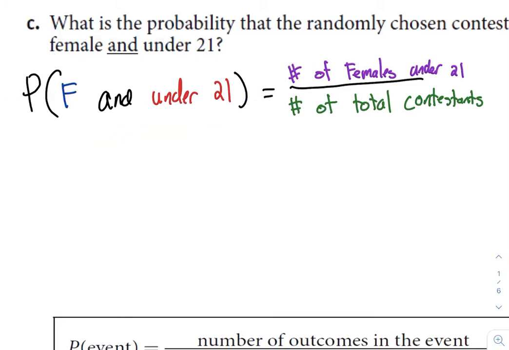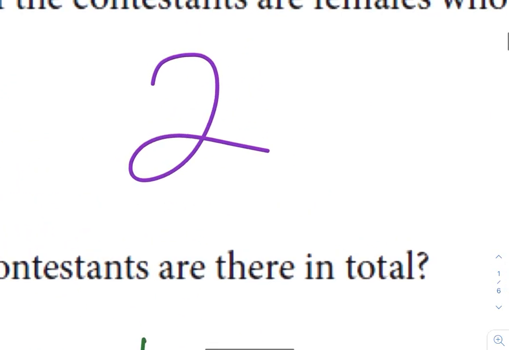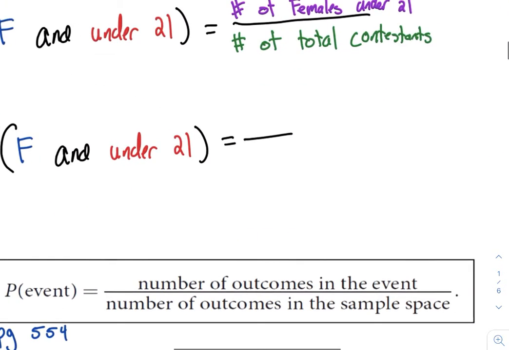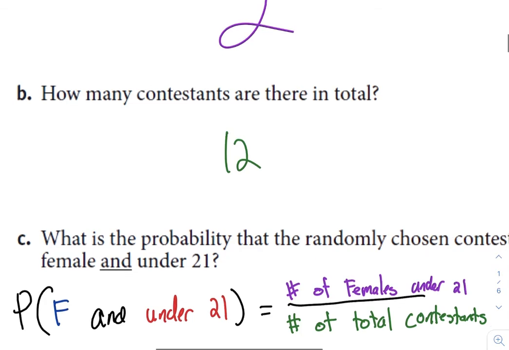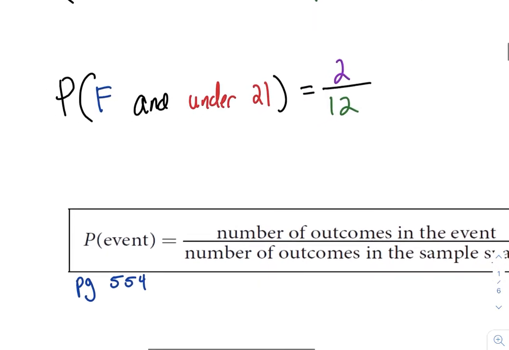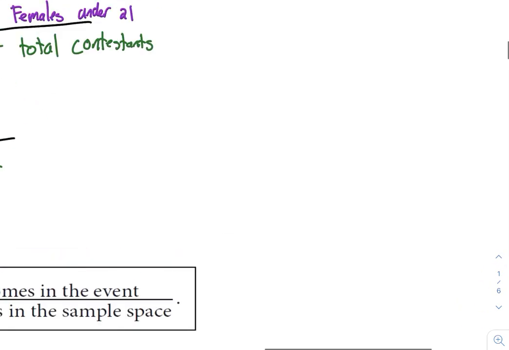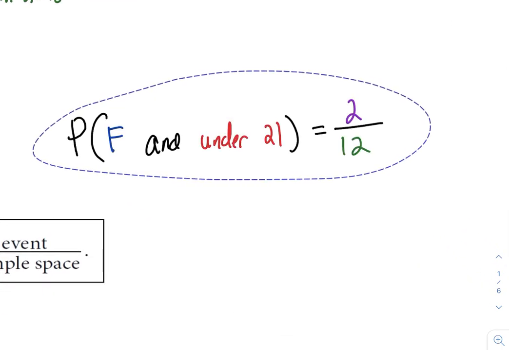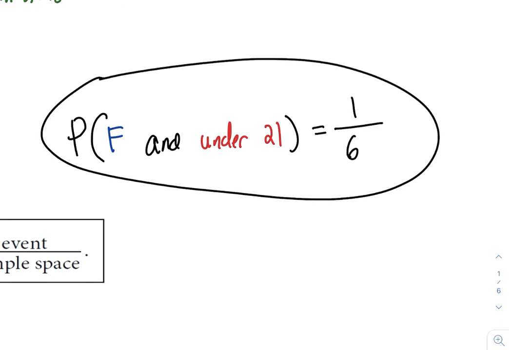Now that I have this set up, I can start finding the actual numbers. In this case, if we take a look at part A, we know that there were 2 females under 21, so I can go ahead and put that into my fraction. And how many contestants in total? There were 12. All right, so the probability for female and under 21 is 2 over 12. Now, this is a fraction, and just like all fractions, it can be reduced. So that's something you definitely want to do. So the final answer for part C is not 2 over 12, but that can be reduced to 1 over 6. So probability of female and under 21 is 1/6.